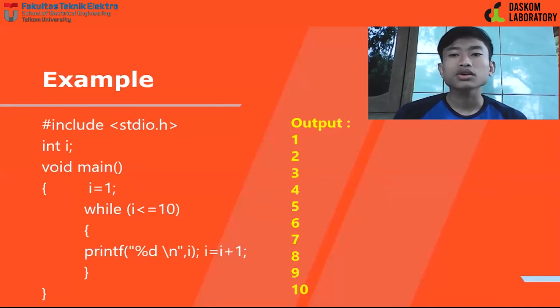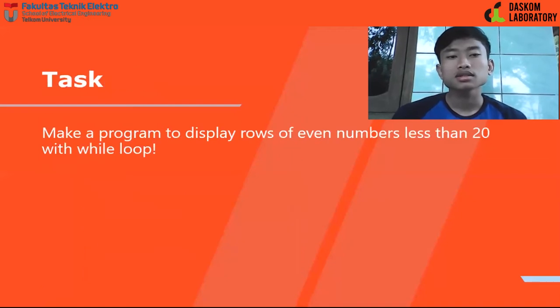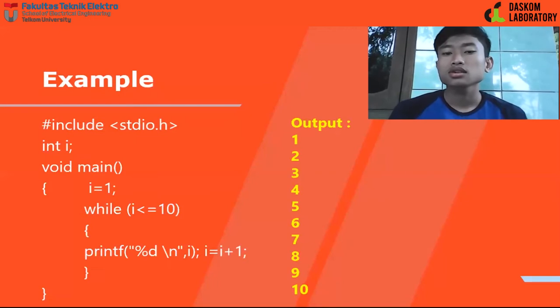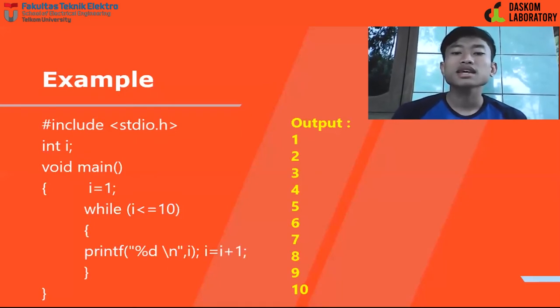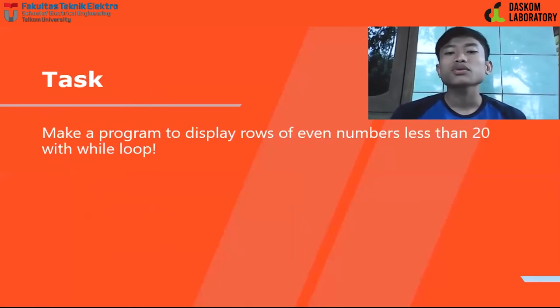Now after you learn about while loop, you have a task. The task is you must make a program to display a row of even numbers less than 20 with while loop, such as 2, 4, 6, 8, and 10 up to 20. So keep your spirit and good luck. Assalamualaikum warahmatullahi wabarakatuh.